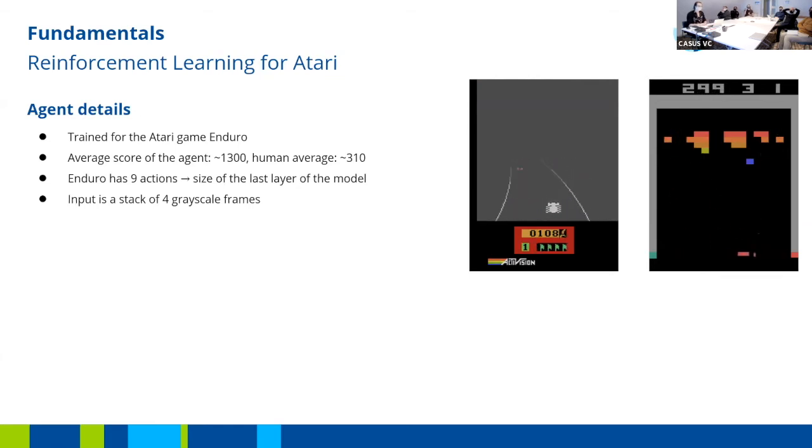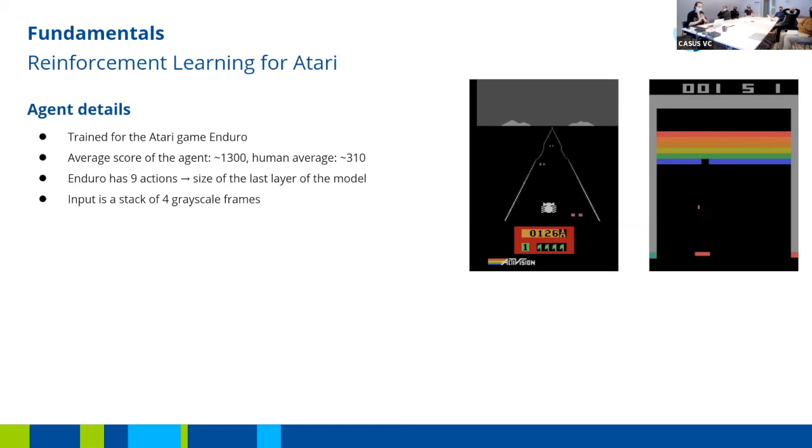Each of the Atari games has a different amount of actions it can perform. For Enduro, it's 9 actions. So action 1, for example, is accelerating. Action 0 is nothing. And action 5 would be to brake and go right.